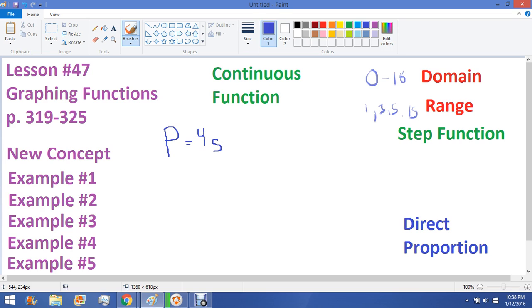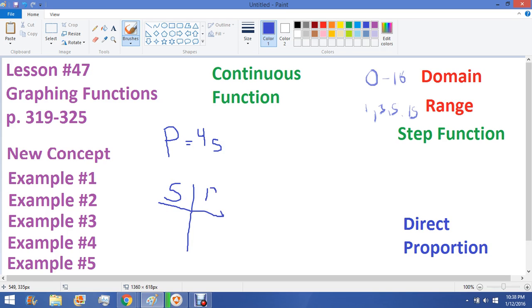It says what is the domain for part A? So the domain can't be 0 because we have to have a side length, and it can't be negative. So the domain is all positive real numbers. The range, that's the output, would be 4 times that, and that would also be all positive real numbers. In example 2, part C, it says create a table. So we're going to create a table that says sides and perimeter.